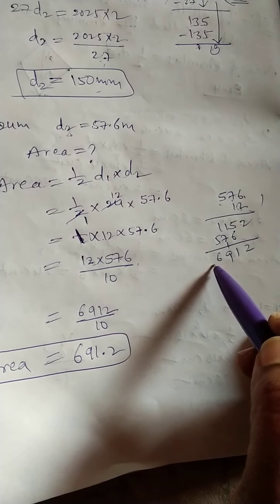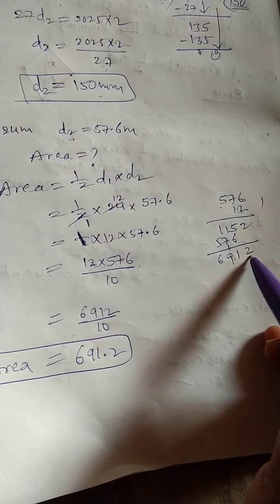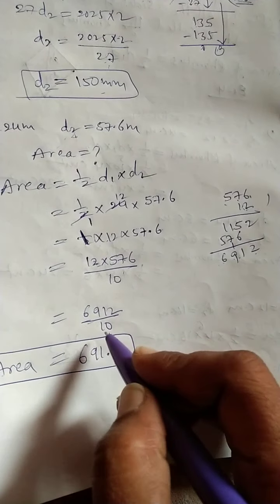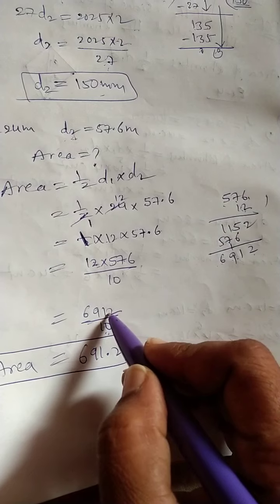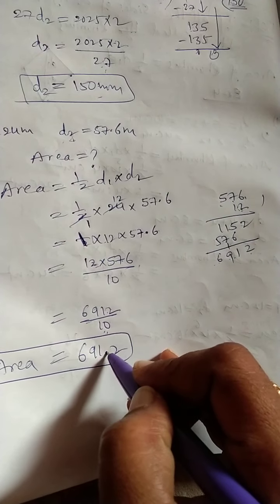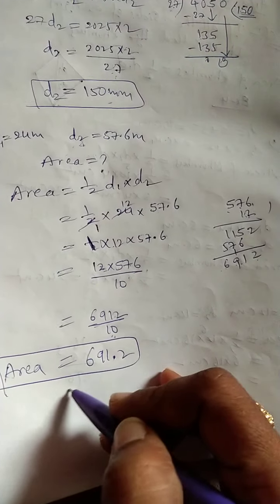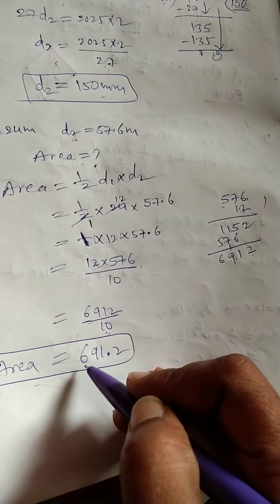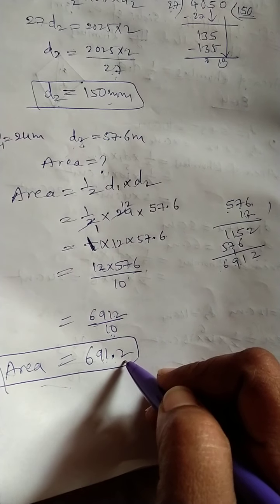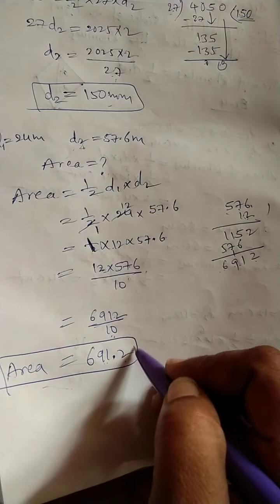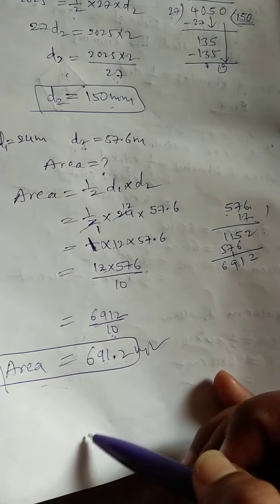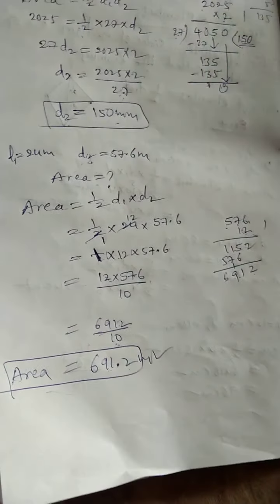So you will get 6912 divided by 10 as it is. Now you can place the decimal point one digit after, so from the right side, one digit after you can place the decimal point. So the area of rhombus is 691.2 meter square. Here we should write meter square. Why? Because the units given here are meters. Okay, this is the area of the rhombus.